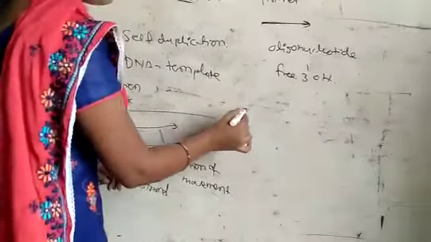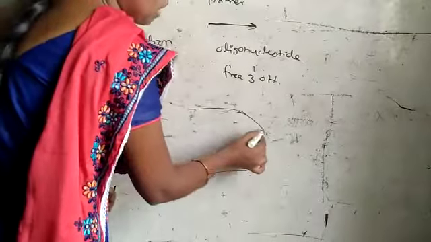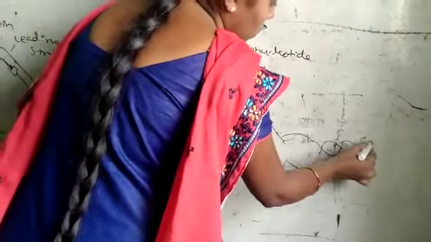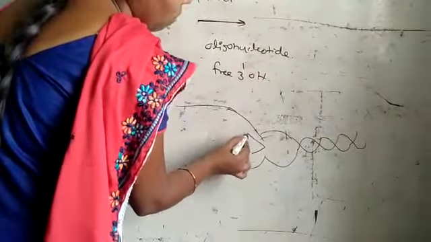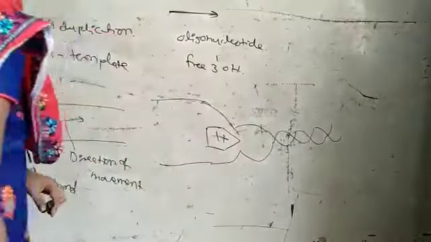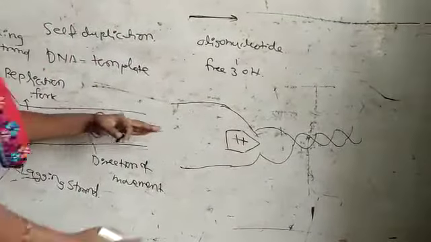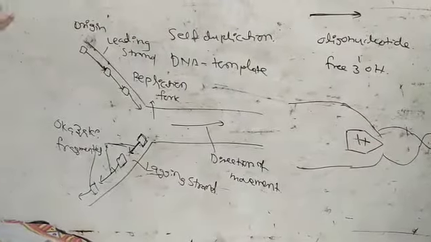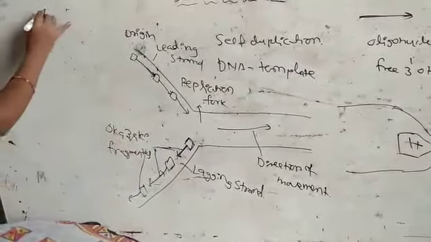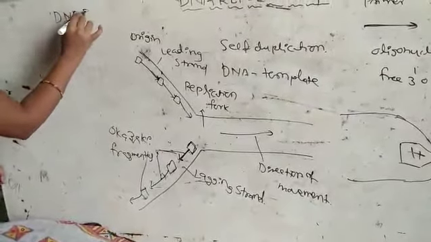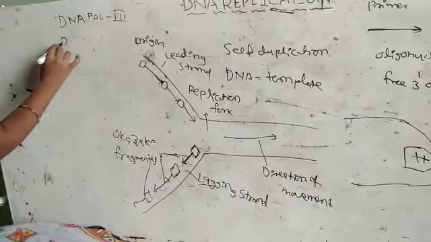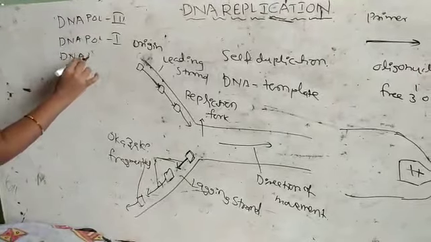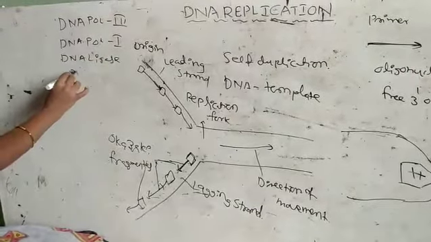In this, the two parental strands are separated. At the time of separation of the double helical structure of DNA, one enzyme is involved. That enzyme is called DNA helicase. This helicase enzyme separates the two parental strands. In this process, DNA polymerase 3, DNA polymerase 1, DNA ligase and DNA helicase enzymes are involved.